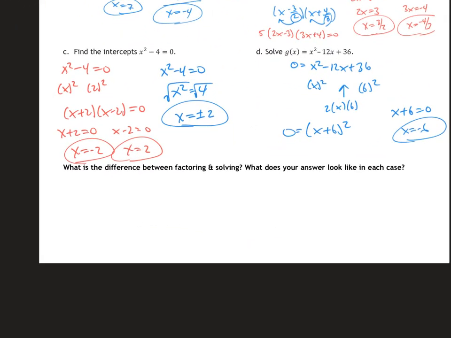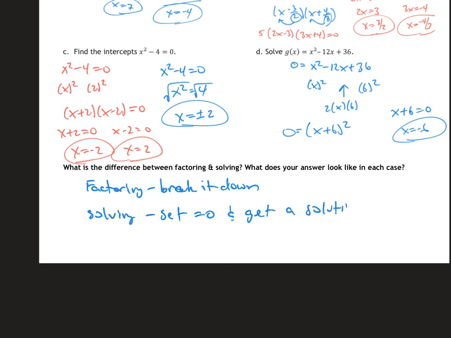So last thing, what is the difference between factoring and solving? Factoring, you just break it down. Solving, you're gonna set it equal to 0 and get a solution. So factoring, my answer is gonna look like this. We're gonna have something here. This, you're gonna have a variable equal to something. So that is the difference in the two.